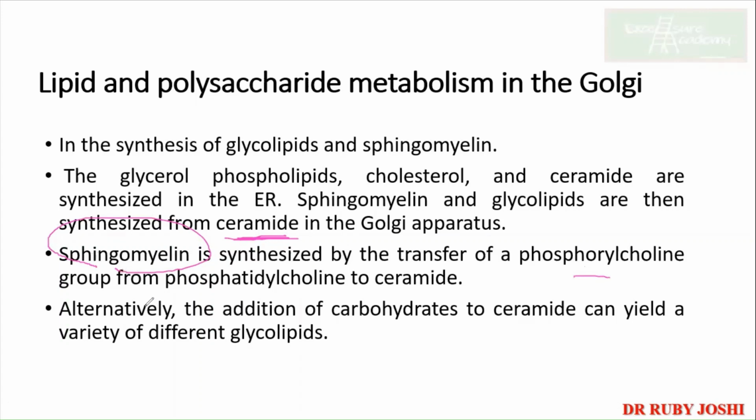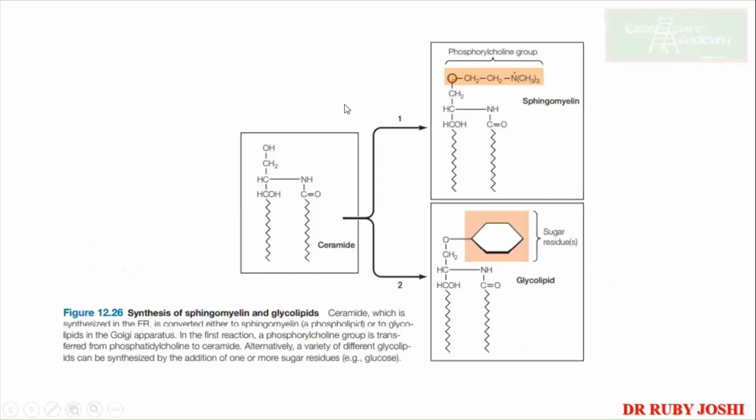Okay. Now, if you add different sugars to the ceramide, you are going to get different glycolipids. Let's see the structure. Don't worry, we have got the structure. Okay, so this is your ceramide. Now, can you see the difference between the ceramide? Do you remember like how glycerol looks?